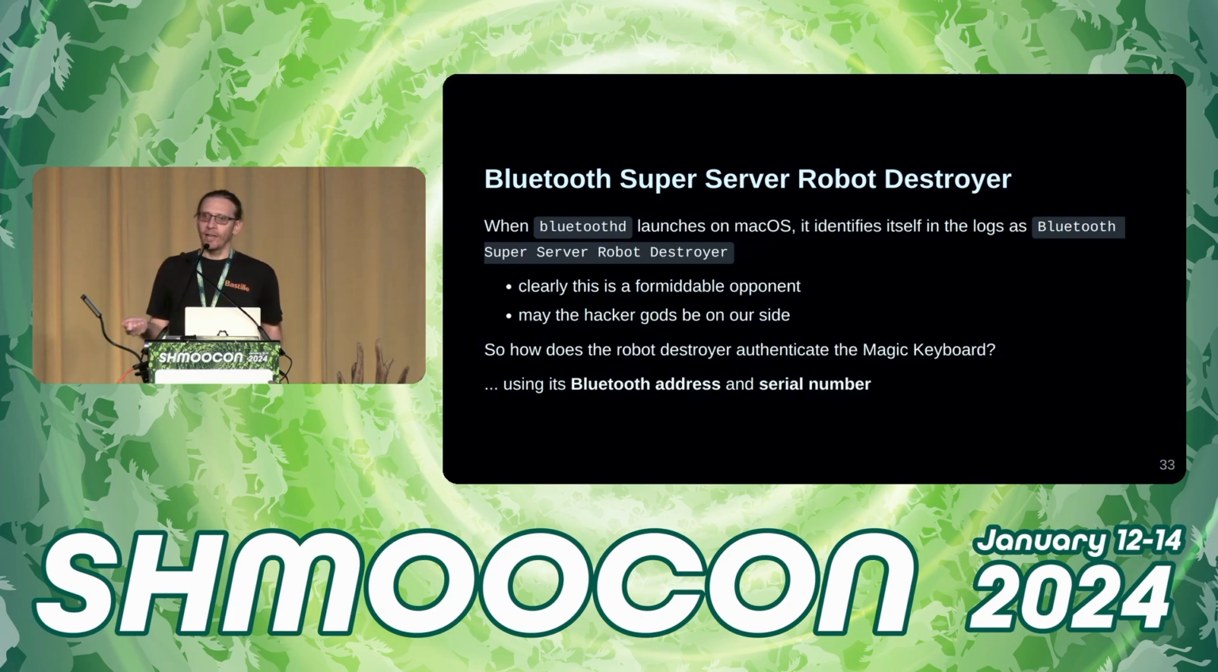And I noticed right away that the Bluetooth daemon identifies itself as the Bluetooth Super Server Robot Destroyer. And in my experience, when you see kind of overconfident feeling comments like this or logs like this, it points to engineers who haven't learned all of the necessary security lessons to do things right. And so I wanted to know, how does this robot destroyer identify the keyboard? And it turns out by its Bluetooth address and serial number. And if you remember, these are two of the fields that we can actually write over USB on a keyboard.